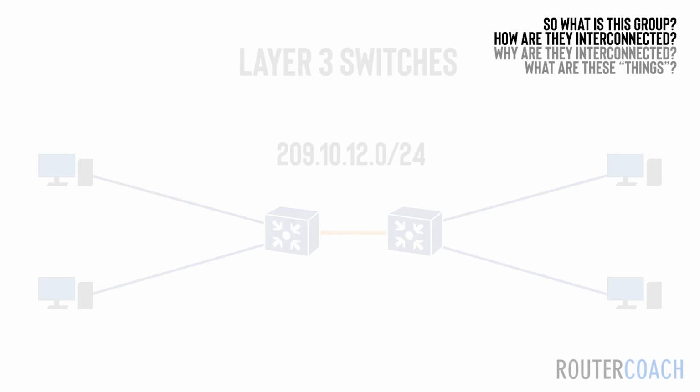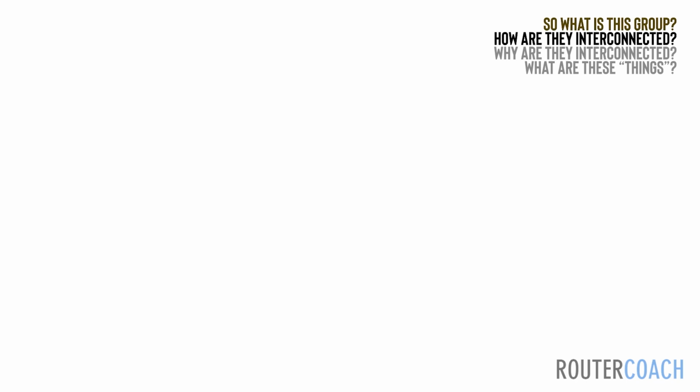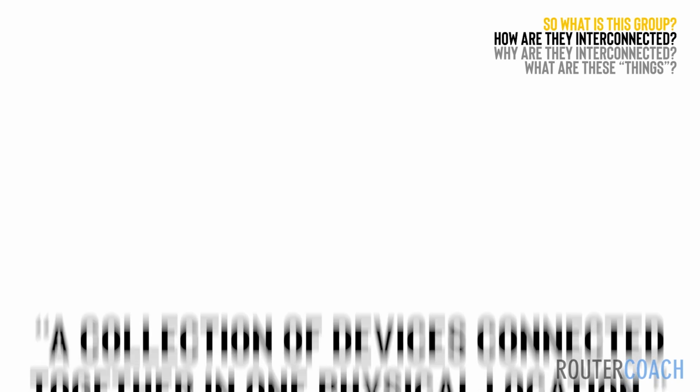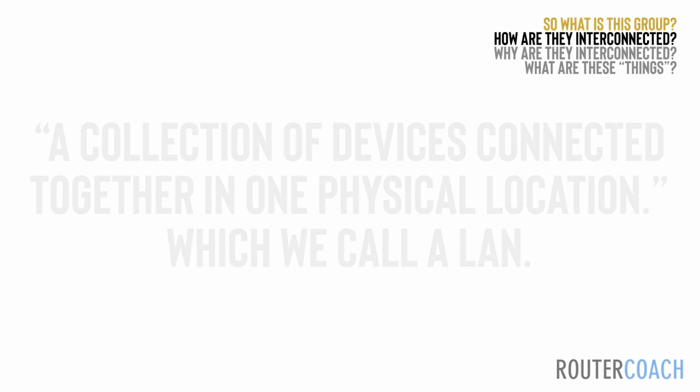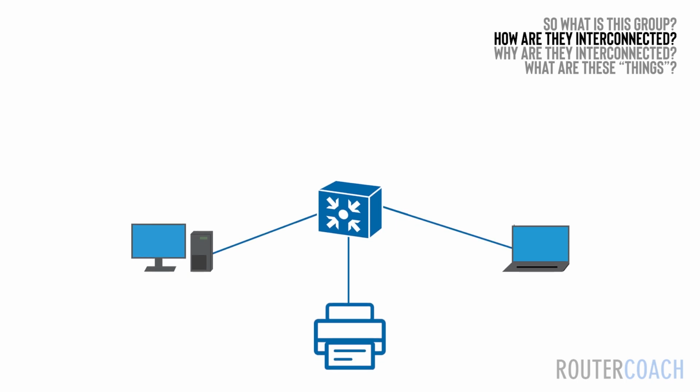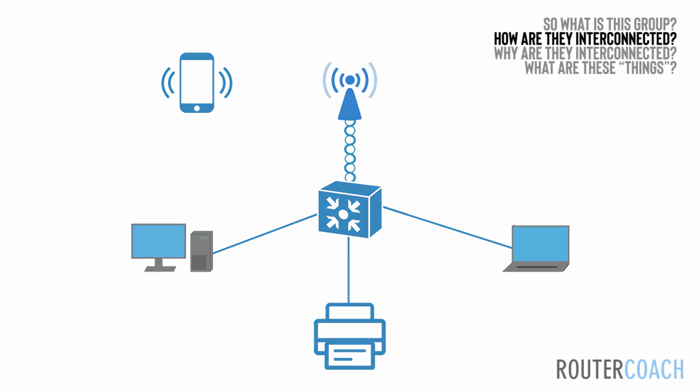This also partially answers one of the questions that we had above, namely, so what is this group? Well, the answer is the collection of devices connected together in one physical location, which we call a LAN. As a recap, switches allow endpoints, PCs, phones, laptops, printers, to be interconnected so that they can share resources.